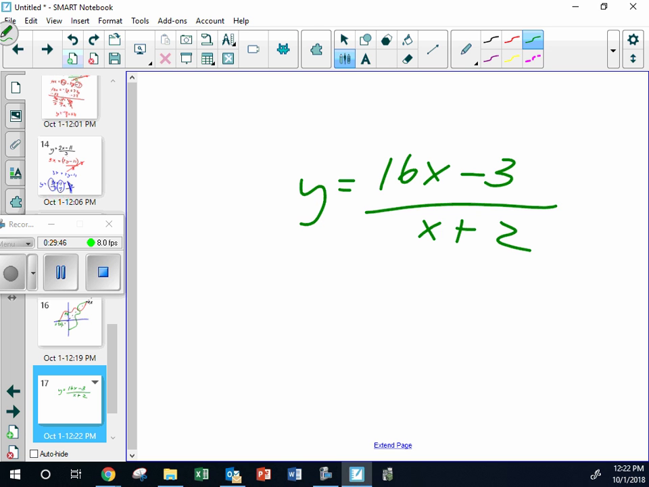Anyway, you don't even know what that looks like. I don't know what that looks like. Nobody in here knows what that looks like. So how am I supposed to tell if it's a function?